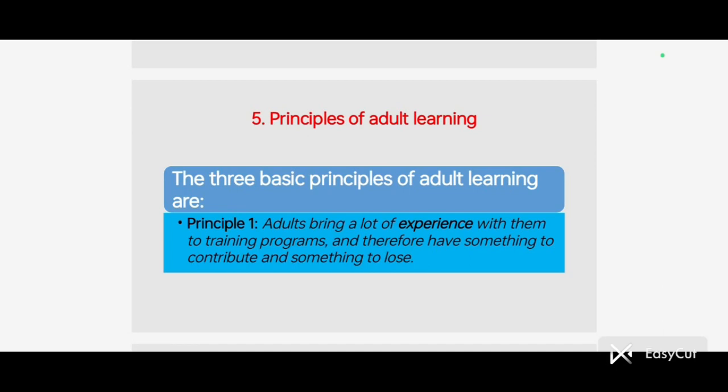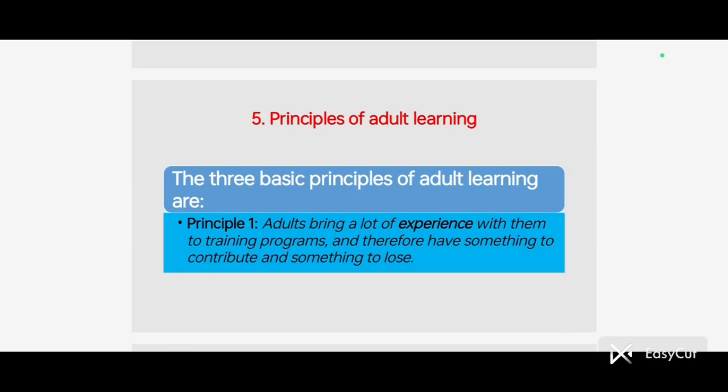The three basic principles of adult learning are: principle number one is read as follows: adults bring a lot of experience with them to training programs and therefore have something to contribute and something to lose. Here, the term to be underlined is they have a lot of experience.